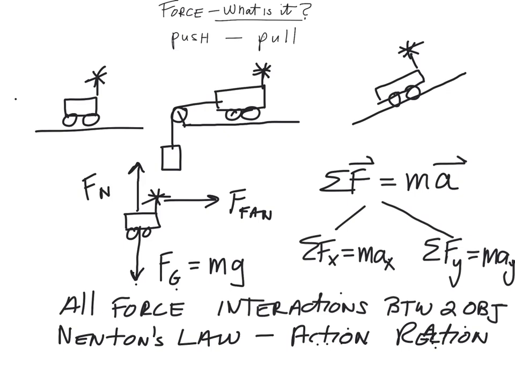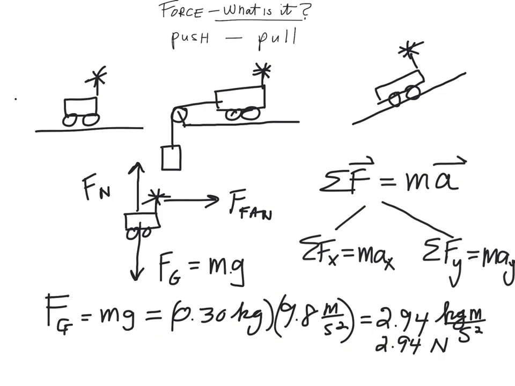The cart pulls up on the Earth and the Earth pulls down on the cart. That's the action-reaction pair. And the other attribute of Newton's third law, I don't have any room to write it, is those forces are equal and opposite. So the force of the Earth on the cart is mg. Let's calculate it.